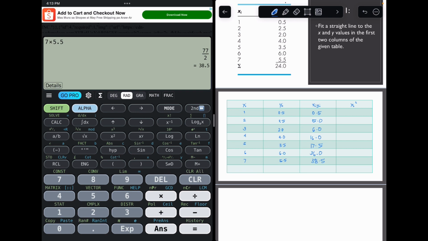And then we need to find what is x sub i squared. So we just square the value for x. 1 squared is still 1. 2 squared is 4. 3 squared is 9. 4 squared is 16. And then 5 squared is 25. 6 squared is 36. 7 squared is 49.